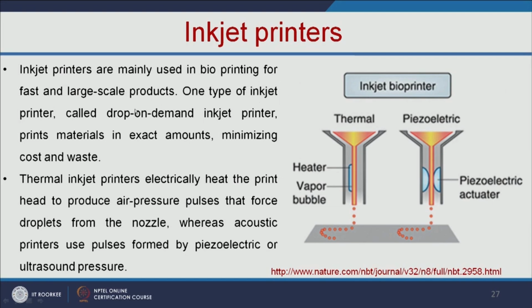There is a type of inkjet printer called drop on demand. This printer prints materials in exact amounts, so it will minimize the cost as well as the waste. Here the inkjet bioprinter is divided into two types, thermal and piezoelectric. The thermal inkjet printers electrically heat the print head to produce air pressure pulses that force droplets from the nozzle, and the acoustic printers use pulses formed by piezoelectric or ultrasound pressure. Based on that, it will deposit the cells on the particular bio paper.